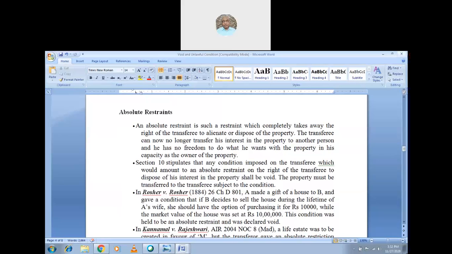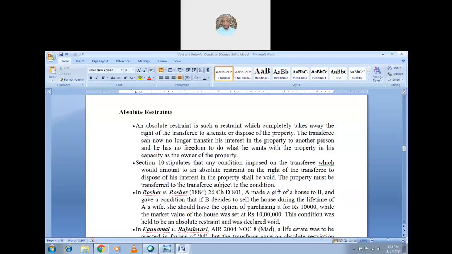Suppose he enjoys the property, but when necessity comes he wants to dispose of the property and could not do so, then the condition shall be void. The property must be transferred to the transferee subject to the condition, but the condition should not be an absolute condition.